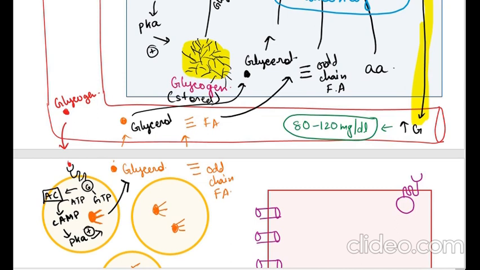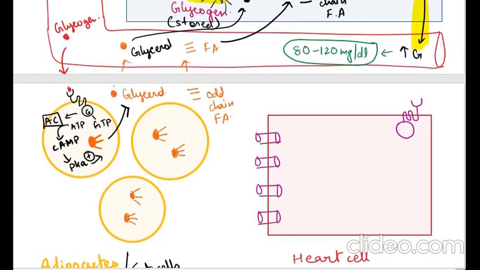So out here, the process that is taking place, where glycerol and fatty acid are produced from the fat cells, this process is called lipolysis. So lipolysis is also done by glucagon.